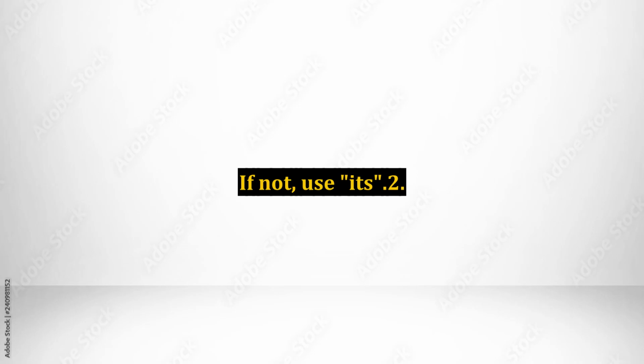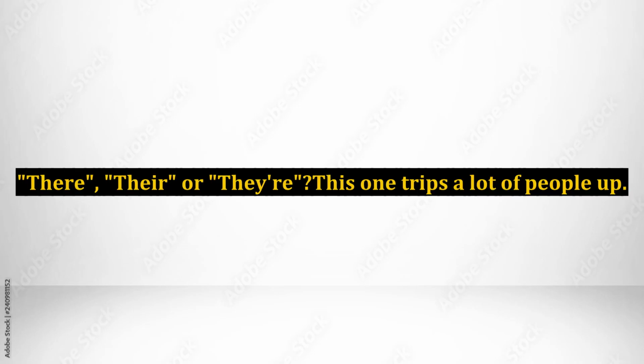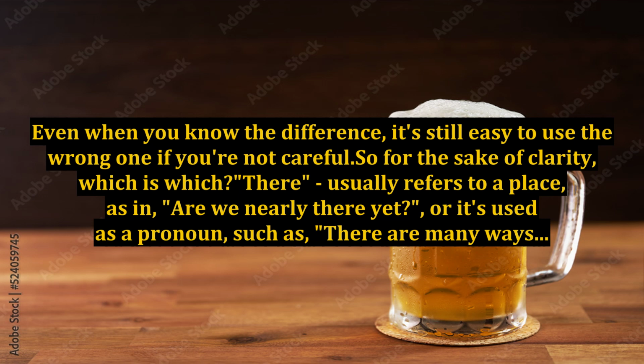Point 2. There, their or they're. This one trips a lot of people up. Even when you know the difference, it's still easy to use the wrong one if you're not careful. For the sake of clarity, which is which? There usually refers to a place, as in, are we nearly there yet? Or it's used as a pronoun, such as, there are many ways.